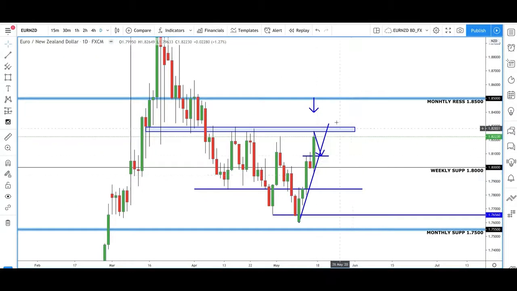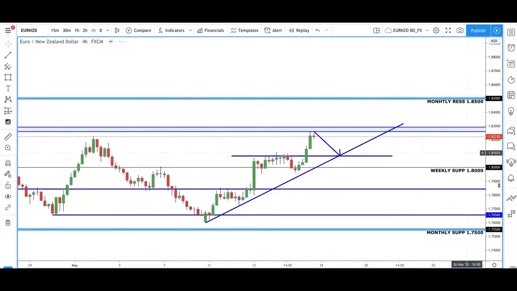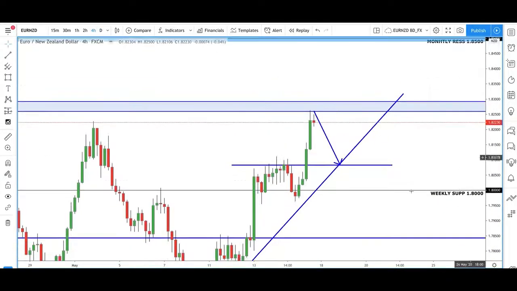But what we're looking for is a push up. Once it breaks up into this area, this is an area where we're going to be looking for that short trade to come all the way back down below the previous lows. Again, that's medium to long term, what I'm explaining there.